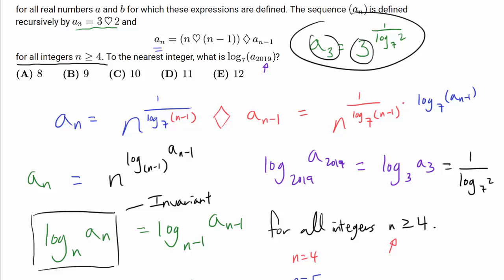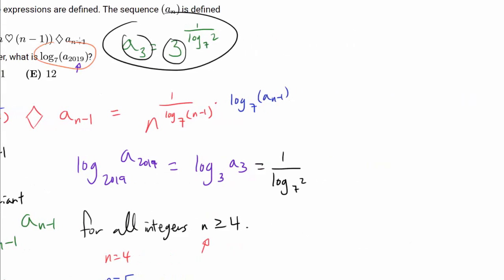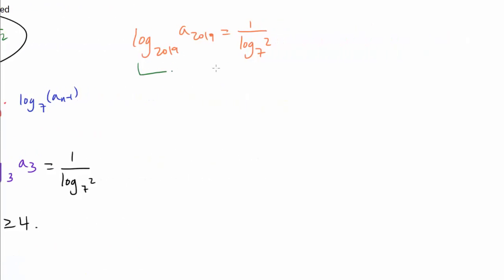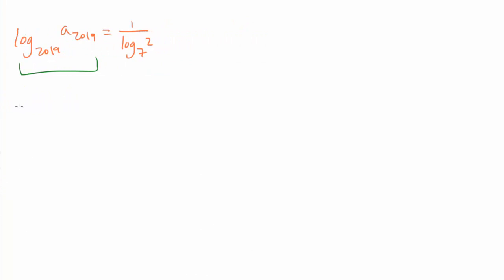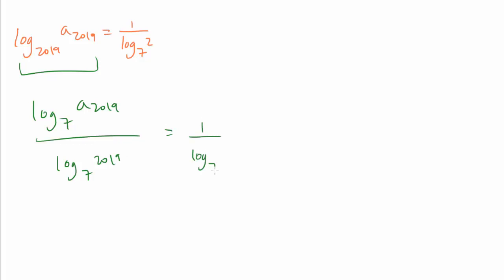So we are almost done. We want to find the log base 7 of a sub 2019. We know log base 2019 of a sub 2019 is 1 over log base 7 of 2. So we want to change the base to 7. So let's apply the change of base formula once again. So we know this thing becomes log base 7 of a sub 2019, this is what we want to find, divided by log base 7 of 2019, is 1 over log base 7 of 2.